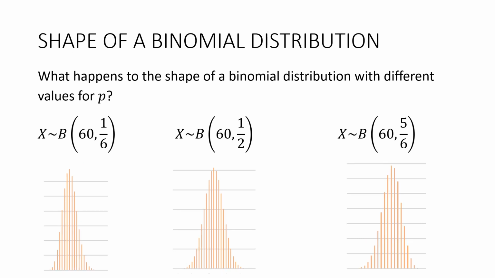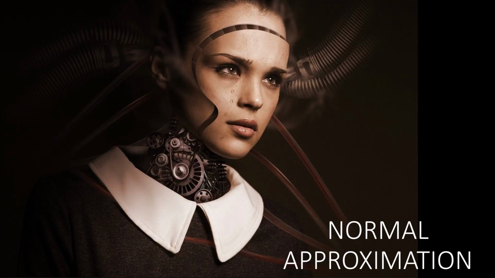How about different values for p? So I've got 60 trials in each case. Probability of success is 1/6, 1/2, and 5/6. So when it's a half, it's pretty symmetrical. Here we have a slight positive skew. Here we have a slight negative skew, which leads us into normal approximation of a binomial distribution, which is our next lesson.